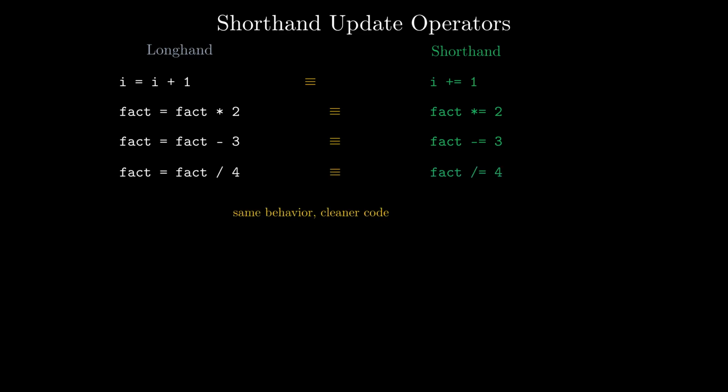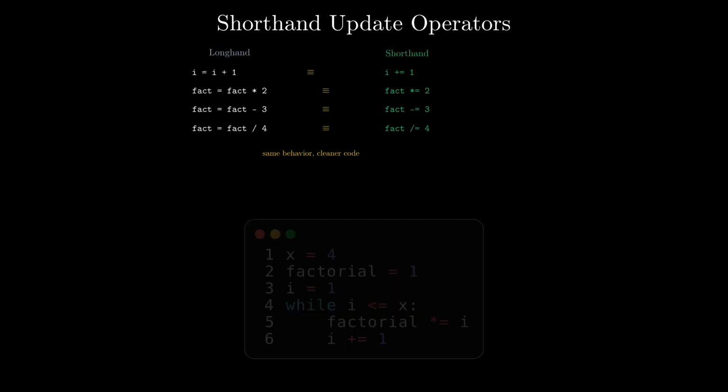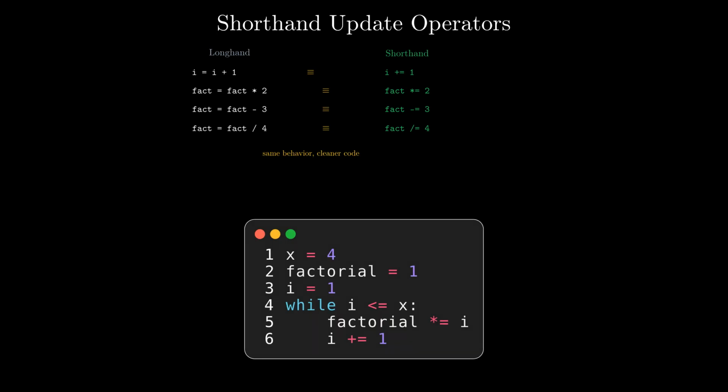These are purely shorthand. The behavior is identical to writing the full expression. Here's the factorial code rewritten with shorthand. Factorial times equals i replaces factorial equals factorial times i.